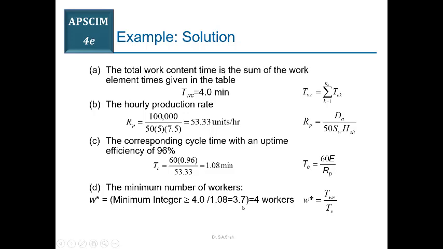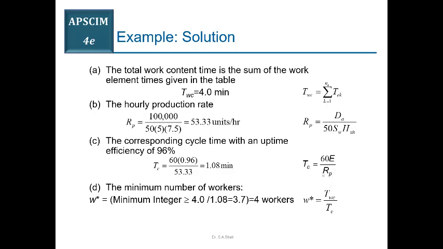If you take 3.7 as 3, this means that you are reducing the number of workstations. When you reduce the number of workstations, it means that you are increasing the cycle time. And when you increase the cycle time, you are decreasing the production rate of the system, because cycle time and production rate have an inverse relation.